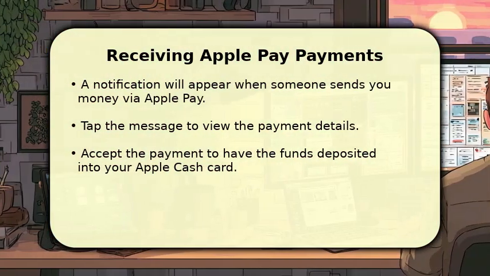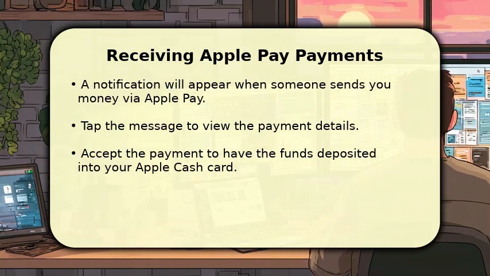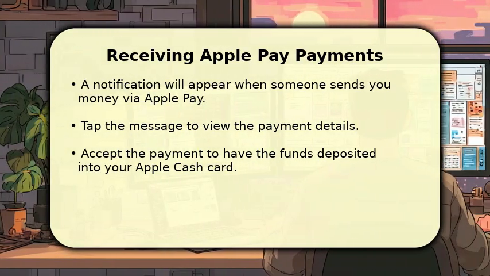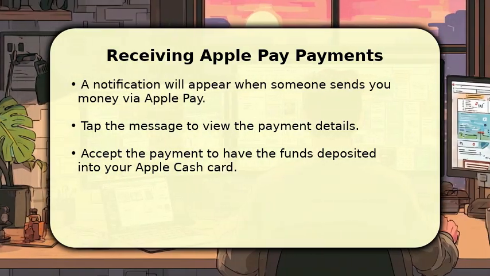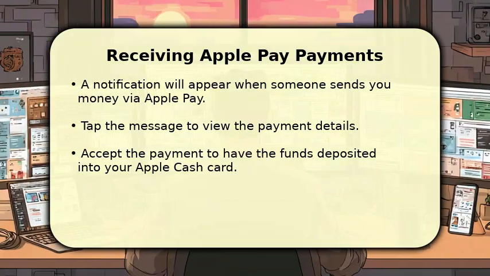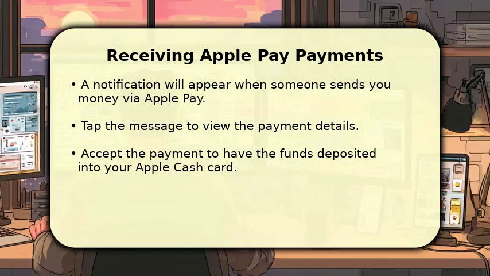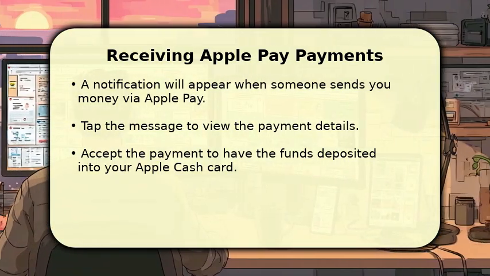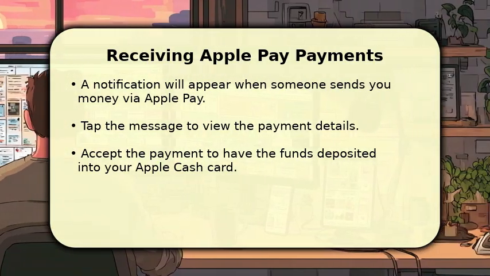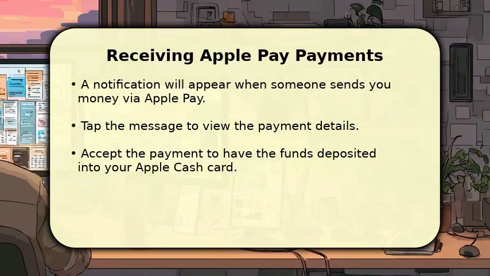Receiving money through Apple Pay and Messages is just as straightforward. When someone sends you funds, you'll receive a notification directly within your conversation. Simply tap on this message to open and view the payment details. You'll then see an option to accept the payment. Once accepted, the money will be automatically deposited into your Apple Cash card, which is linked to your wallet app, making it readily available for your use or transfer to your bank account.